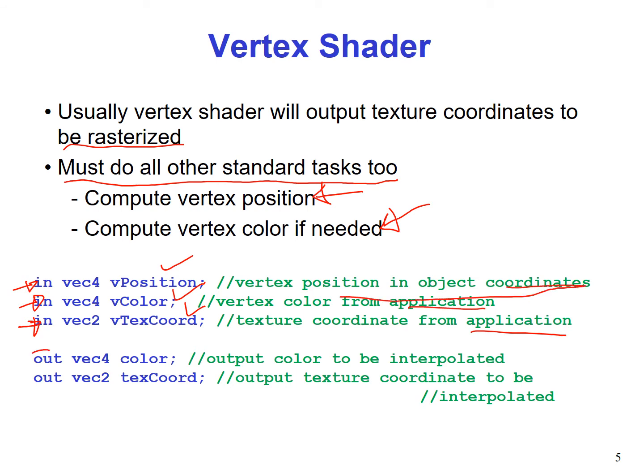The out variables are calculated inside the vertex shader and passed down the pipeline, and the pipeline does the interpolation. And we have the second out variable as the texture coordinate over here. So while the vertex shader will calculate texture coordinates for a few vertices, when it goes down the pipeline, the rasterizer will fill in and will have a texture coordinate for each fragment, that is a potential pixel.